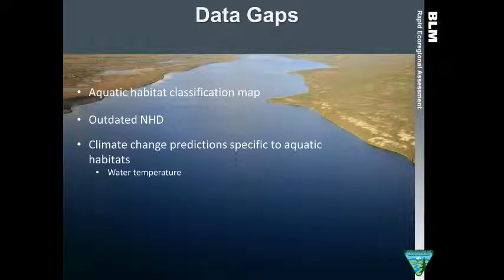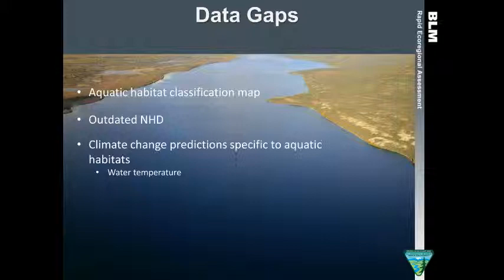So, as we said yesterday, the coarse filters were identified as a data gap up front, and the main reason for that was this lack of an aquatic habitat classification map. So we were really limited in what we could do with our spatial analyses for some of the change agent, climate, development intersections with CE. Additionally, we have an outdated NHD for the study area and for Alaska-wide for the most part.